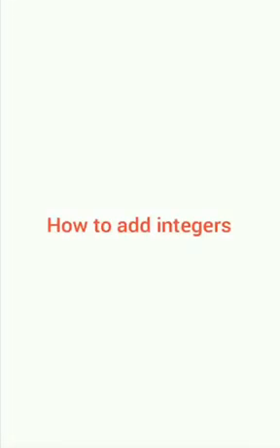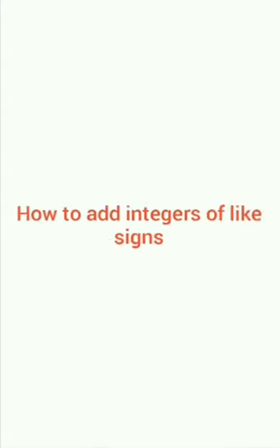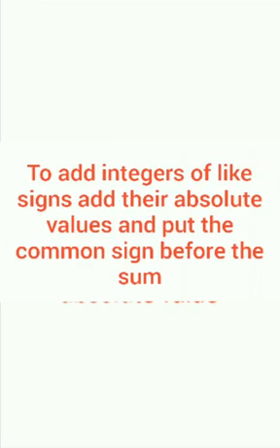Hello students, let us learn how to add two integers. We have three rules for adding integers, and the first rule is for adding integers of like signs. And the rule says that to add integers of like signs, add their absolute values, then put the common sign.